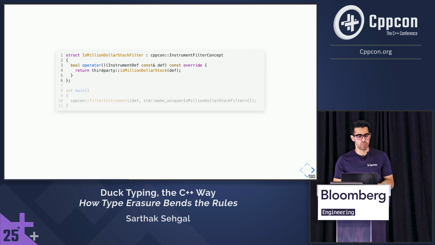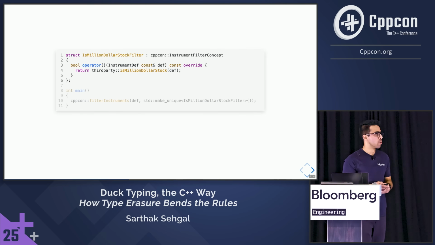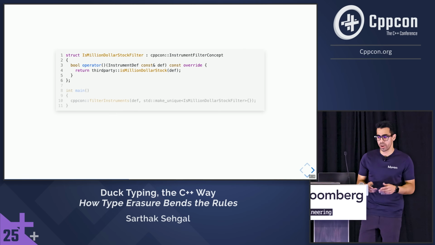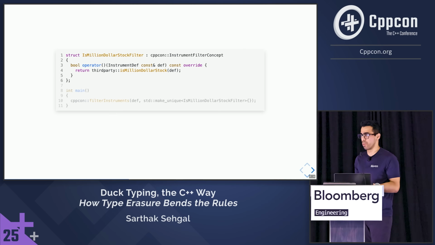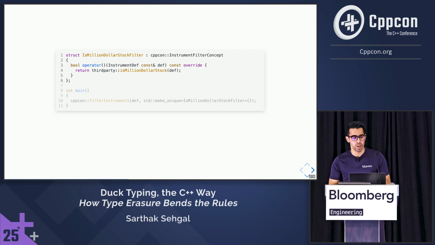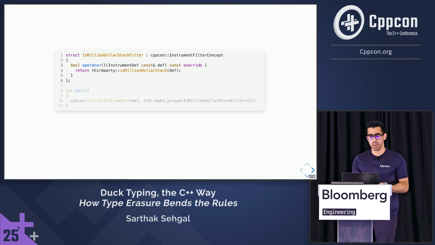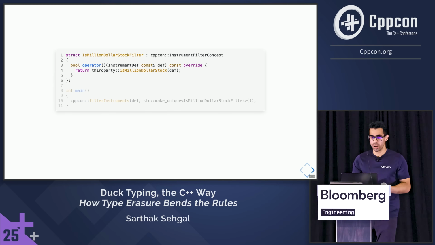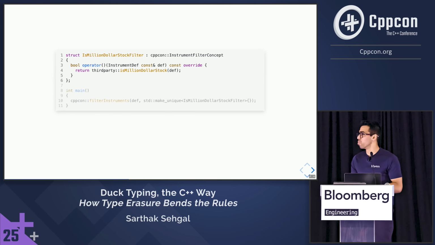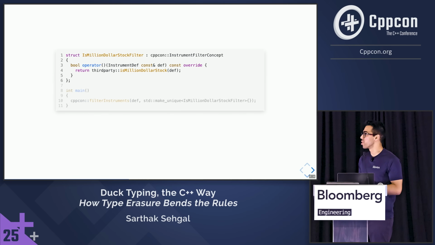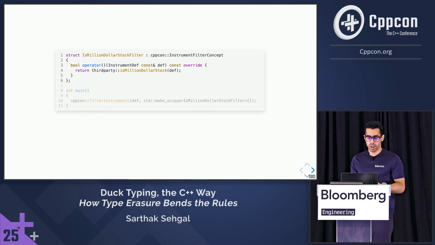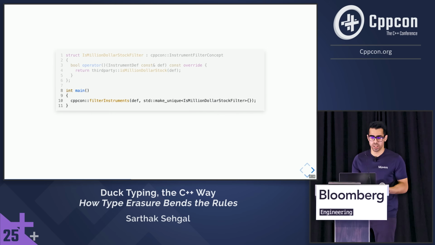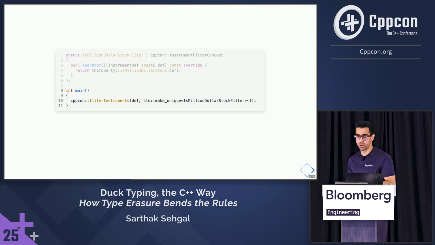Well, the solution is pretty straightforward. What I need to do is simply create a new class which inherits from the base class, implements the function called operator, override, and calls the third-party function inside it. And that's it. I can now use third-party functions inside my library, and I simply need to now pass it as a pointer to the base class.